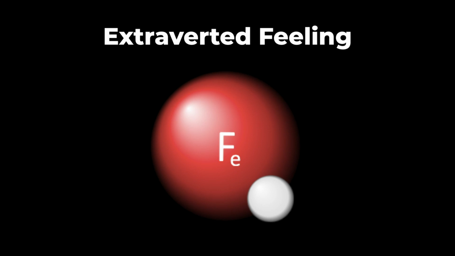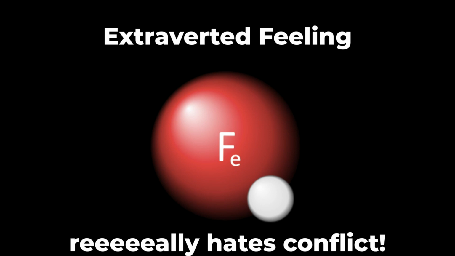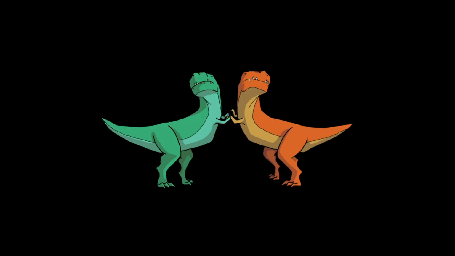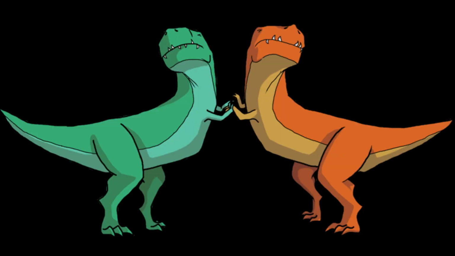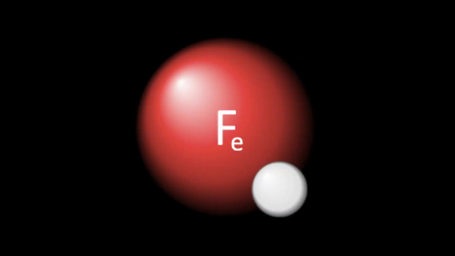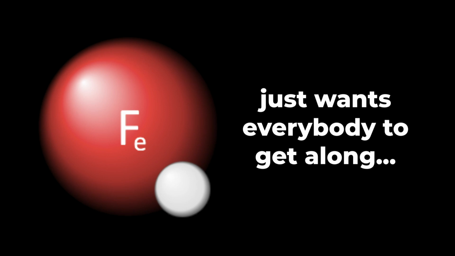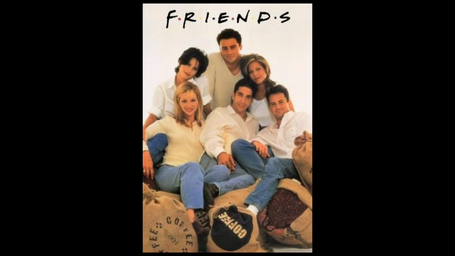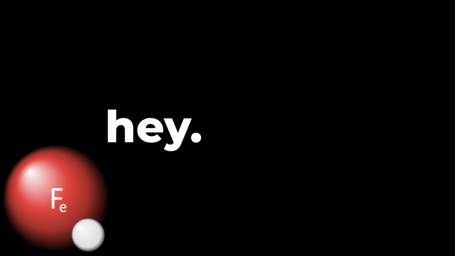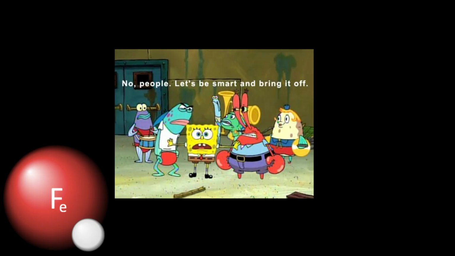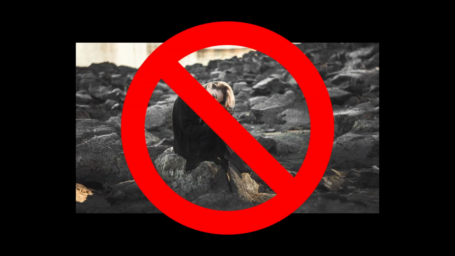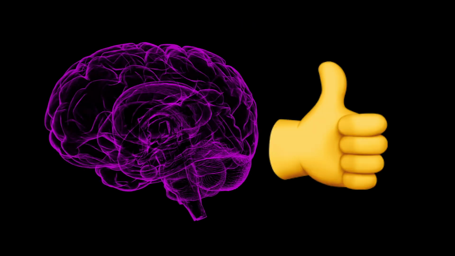Extraverted Feeling. It's like that function that really hates conflict. I mean, nobody ever wants to be in a scuffle, or, I don't know, maybe some people do. But people with this function just want everybody to get along. If everybody's cool, then they're cool. I'm pretty sure they're the type that would be like, hey, we're all friends here. Let's be smart and bring it down. Now, whether they cry in the corner about it is irrelevant. It just seems like a general mindset.